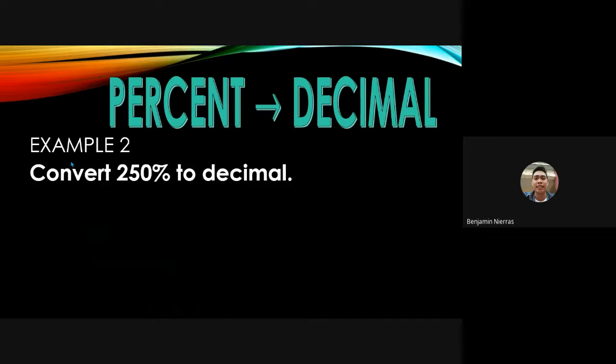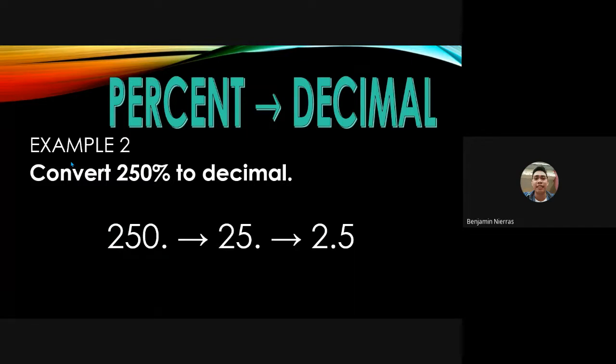Suppose we will convert 250% to decimal. So again, just copy the given 250 and remove the percent sign, since we will remove it anyway. So 250, moving the decimal point to the left, so we have 250 point zero. Then the decimal point now is in between 2 and 5. So 2.5.